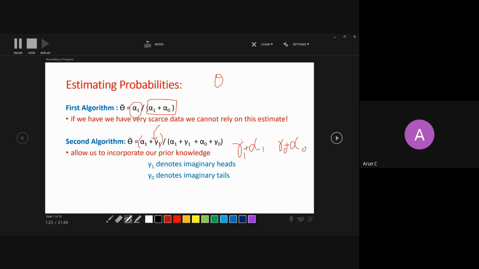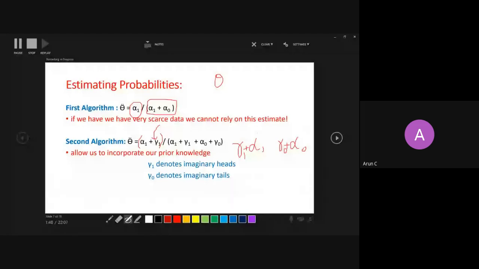I will discuss how you understand these imaginary numbers, but for now, imagine that these are imaginary numbers which you are adding to the true numbers. So alpha 1 is the true number of heads, gamma 1 is the imaginary number of heads, gamma 0 is the imaginary number of tails, and alpha 0 is the true number of tails, right?